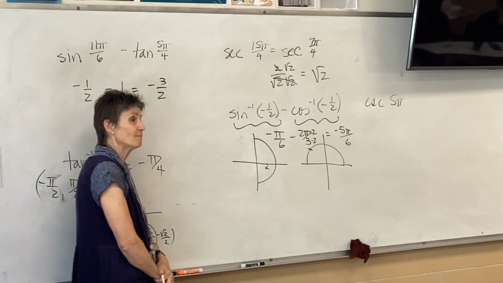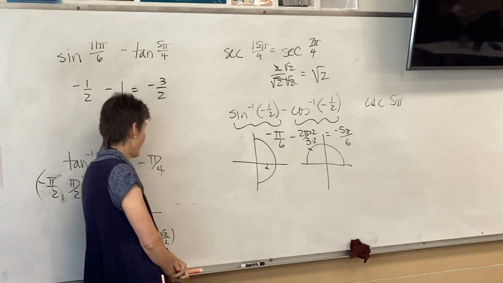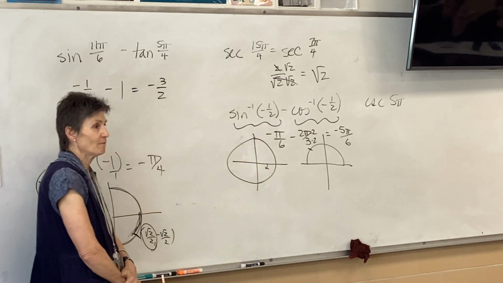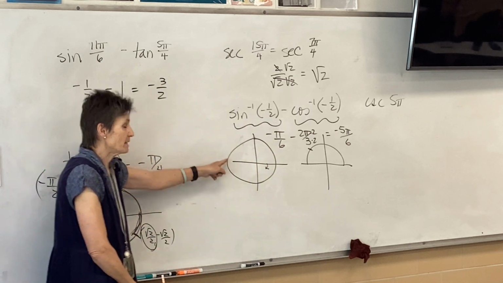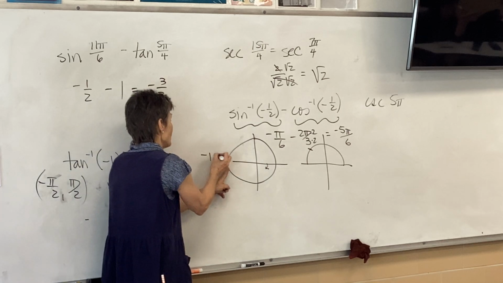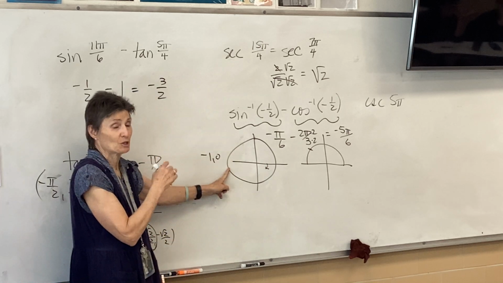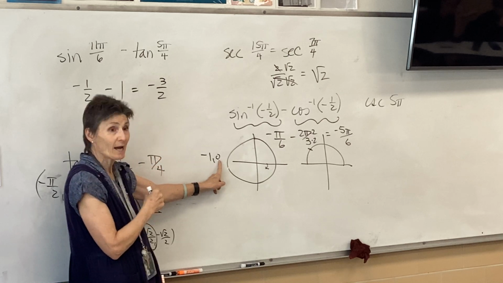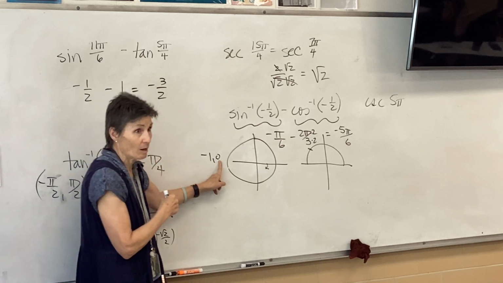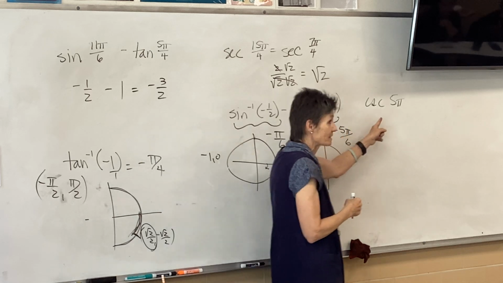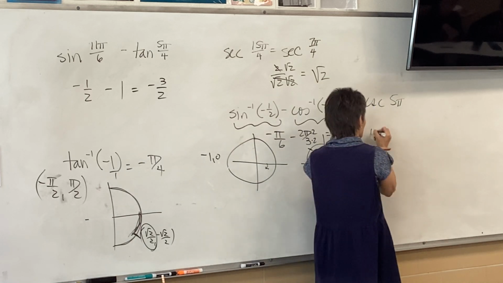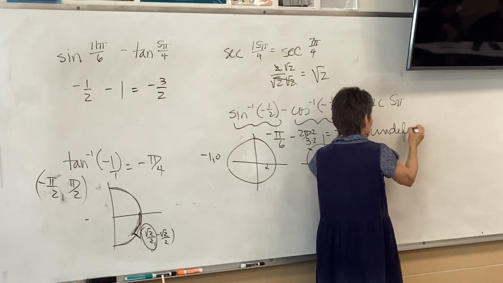All right, cosecant 5 pi. Where's 5 pi? Here's my unit circle. Where's 5 pi? Right here? What's the sine over there? The sine is 0. I want the cosecant, which is the reciprocal of the sine, undefined.